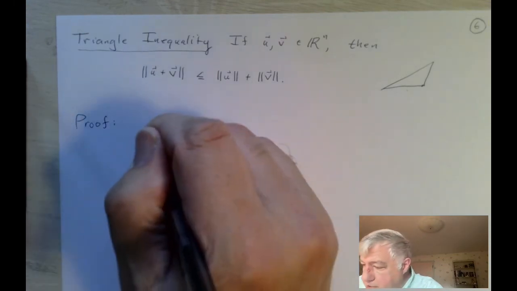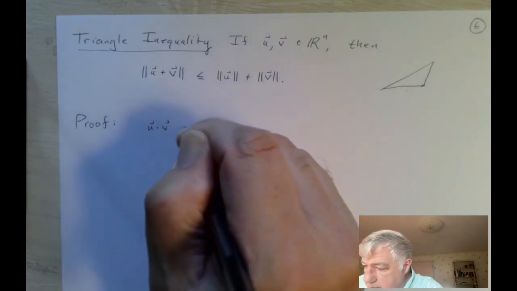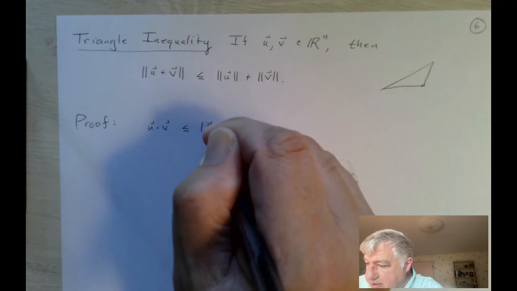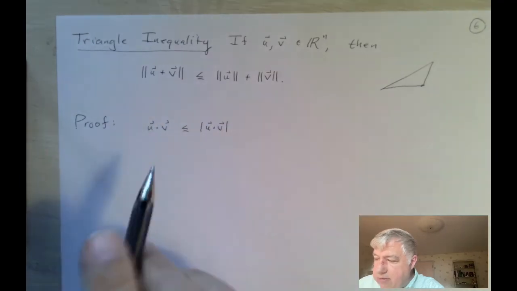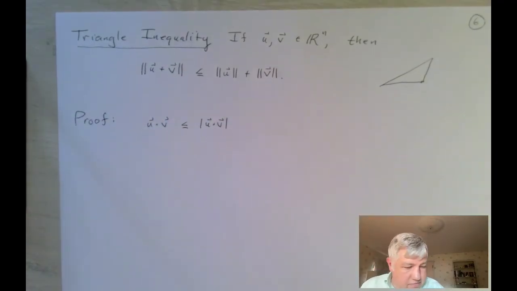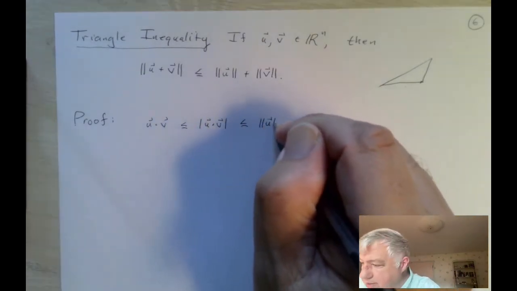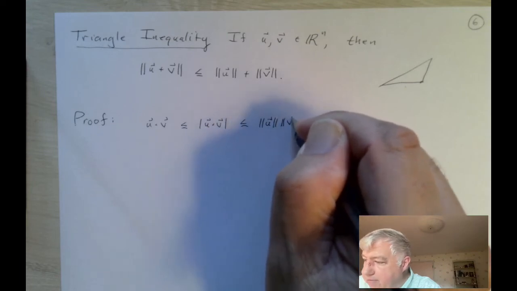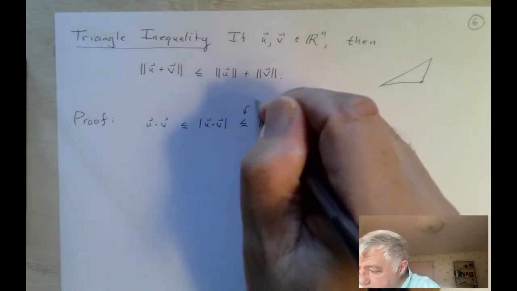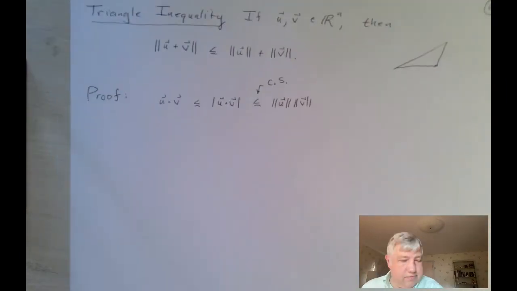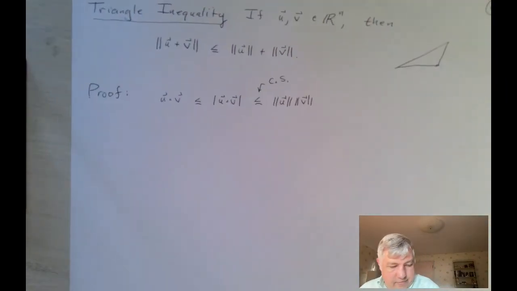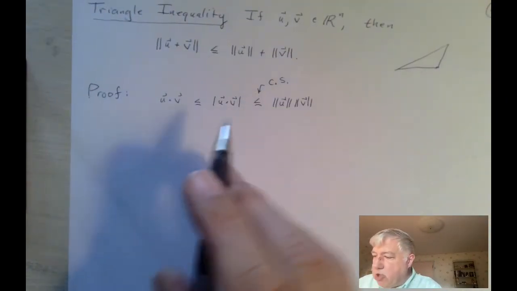So u dot v is less than or equal to the absolute value of u dot v. Sometimes they're equal, sometimes they're opposite, but this always holds. And then we know by Cauchy-Schwarz that this is less than or equal to the length of u times the length of v. Now we multiply both sides by 2.